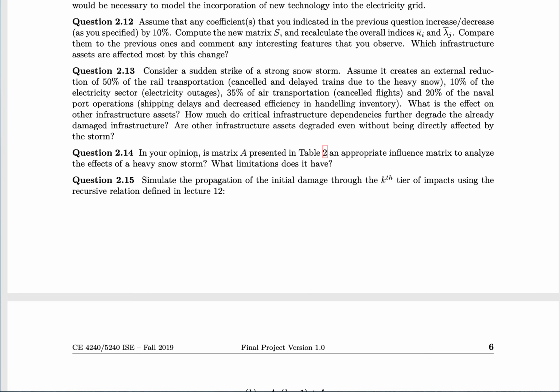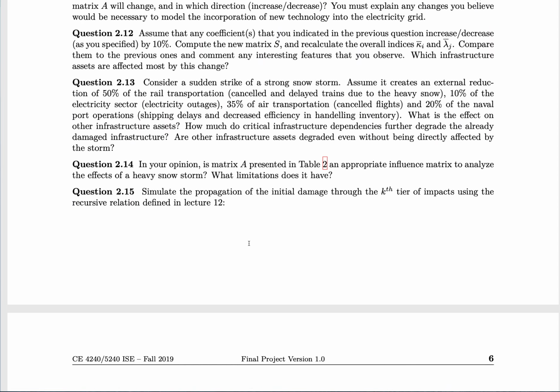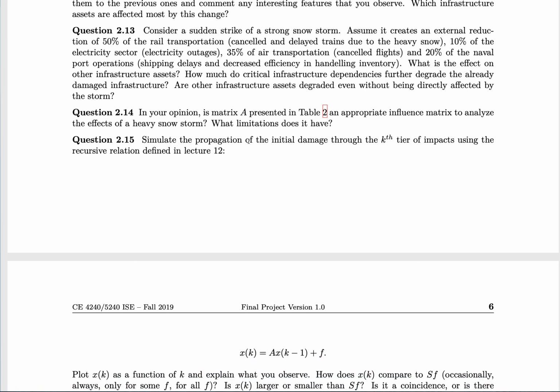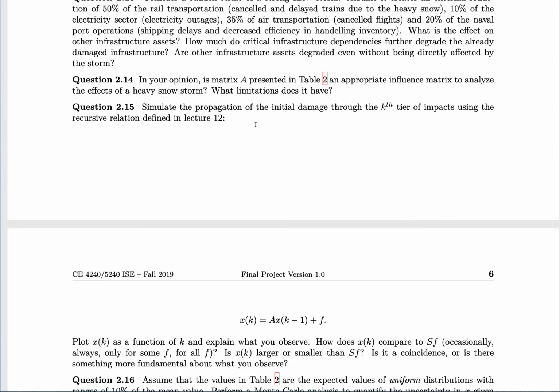2.14 basically is an interpretation question. I'm giving you this matrix A, which comes from a very specific type of outage. It's a 6 to 12 hour outage. You're going to apply it to a snowstorm, and I want to know, basically, is that a valid A or not? Obviously, for something that sustains damage for months, a 6 to 12 hour interdependency matrix A is not going to be very helpful for something that's on a much larger time scale. So you might comment about how relevant this matrix A would be for a snowstorm or otherwise.